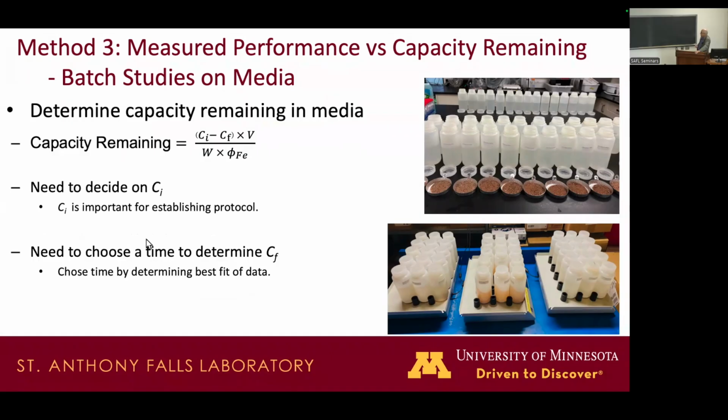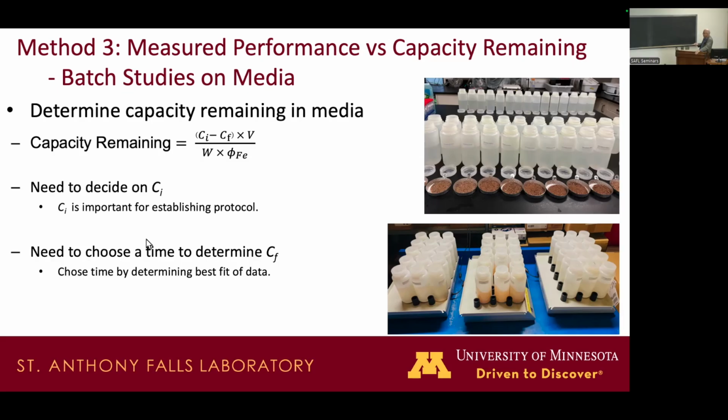So that's what we do. We need to decide what our initial concentration is, and that's important for establishing the protocol, how to do it. So we're going to have a plot here I'm going to show you in a second. It goes with the protocol on how to do this. If you don't use the protocol, then you probably cannot use the plot. So they go together.